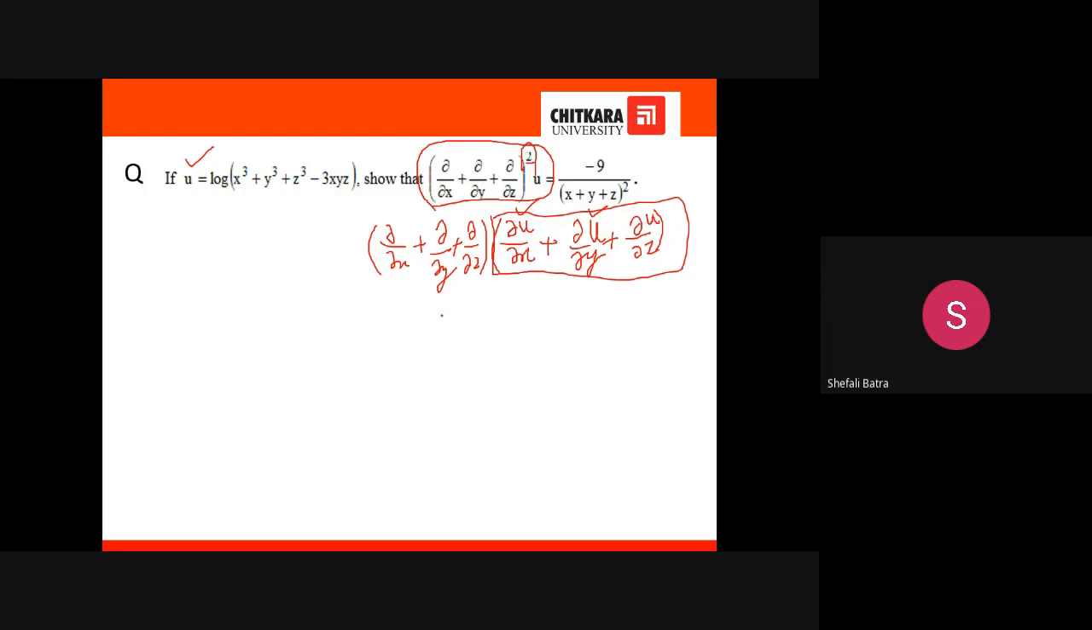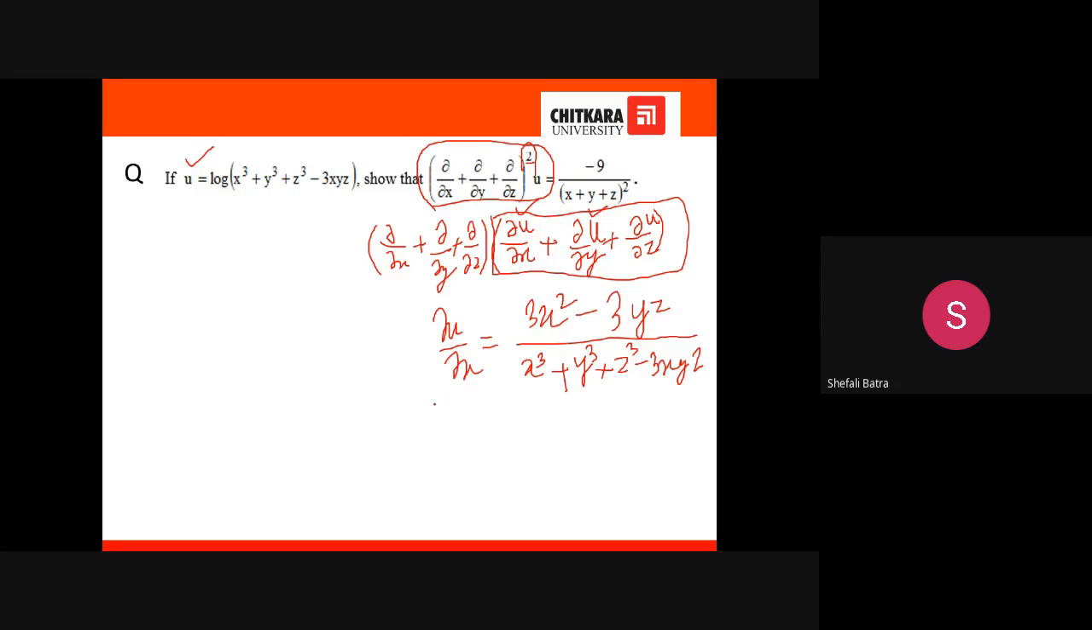Yes, ma'am. So who will tell me ∂u/∂x? Ma'am, ∂u/∂x equals 3x square minus 3yz, divided by x cube plus y cube plus z cube minus 3xyz. Correct. I hope everybody has evaluated the same.